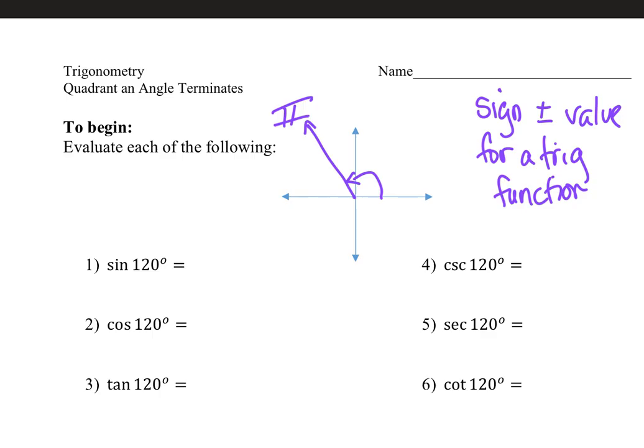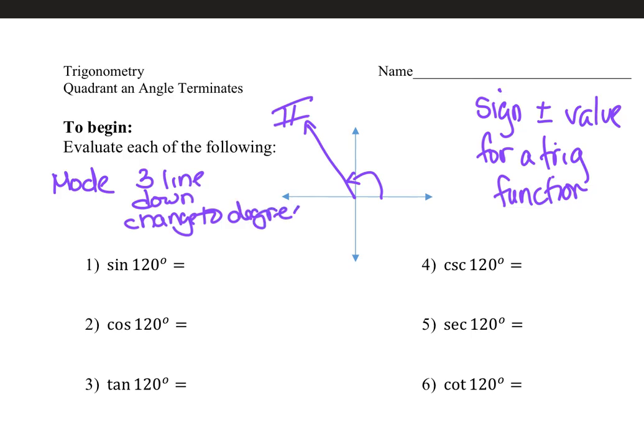Each of these, sine, cosine, tangent, cosecant, secant, and cotangent, have a different value. So for example, if I plug in sine of 120, you do have to make sure you go to mode, and the third line down, you have to change to degrees. Whenever you're using sine, cosine, and tangent, make sure you're in the right mode for radians or degrees.